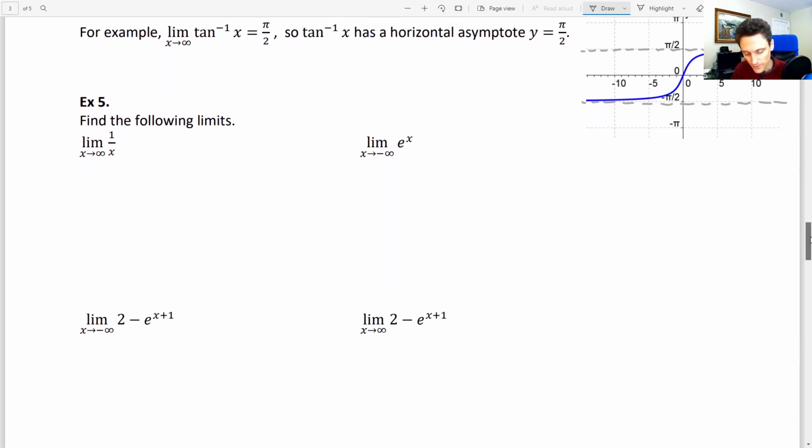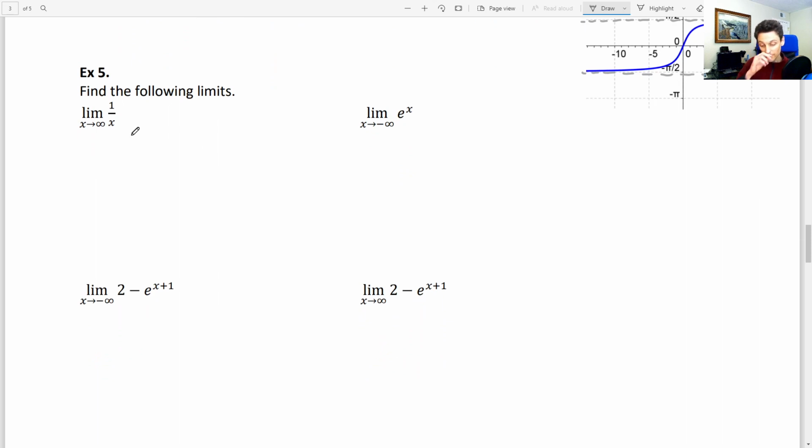In example 5, we're going to look at some other familiar functions. So here's 1 over x. We graphed 1 over x before, but I'm going to draw one more graph of it. Here's the 1 over x graph. It has those vertical and horizontal asymptotes. So here it says find the limit. Limit as x approaches infinity of 1 over x.